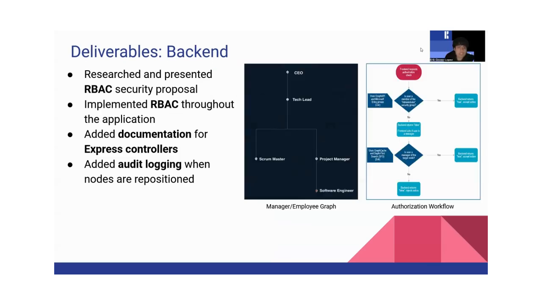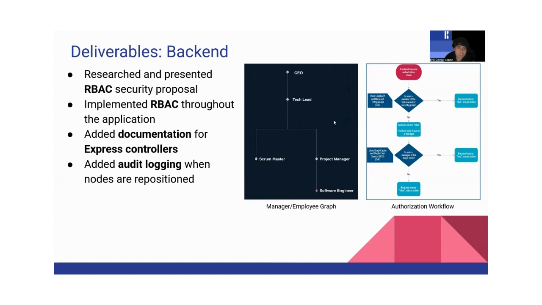For the backend deliverables, for the first sprint, Zach and I were given security requirements that needed to be addressed. So we researched and found that role-based access control was the best approach, and we presented our findings during our security proposal. Throughout the second and third sprint, we implemented role-based access control throughout the application, which included creating the depth first search algorithm that allowed us to find the direct and indirect manager of an employee. We also added measures to prevent unauthorized users from making or moving connections between nodes.